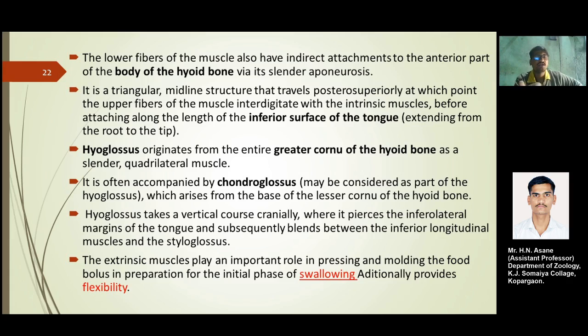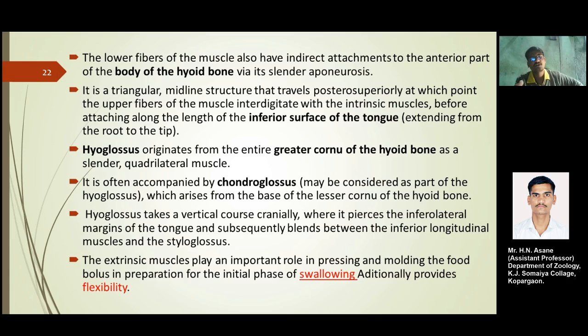It is a triangular midline structure that travels posterior superiorly and attaches there, while the upper fibers integrate with the intrinsic muscles before attaching along the length of the inferior surface of the tongue, extending from the root to the tip. The hyoglossus originates from the entire greater horn of the hyoid bone.